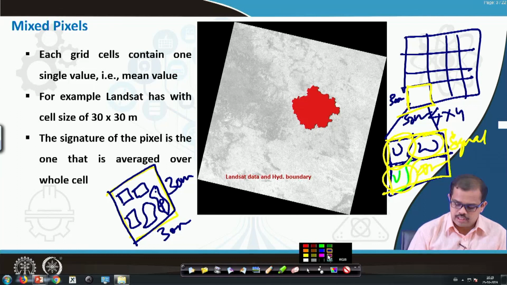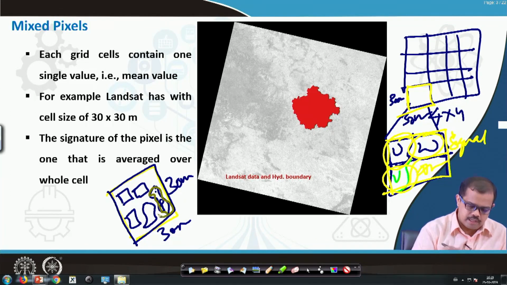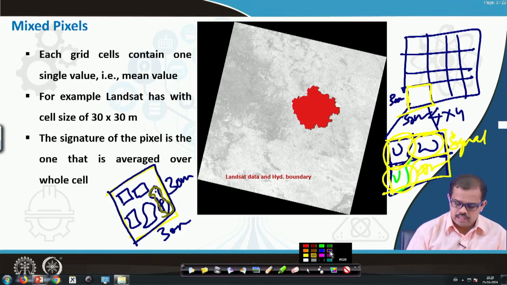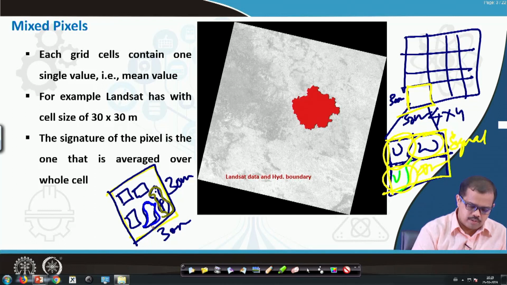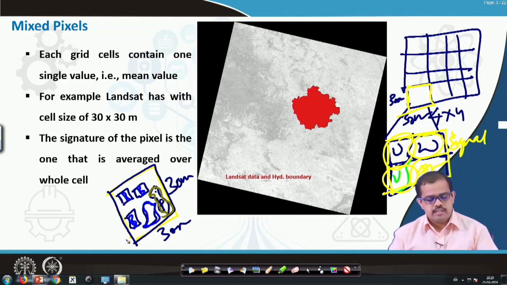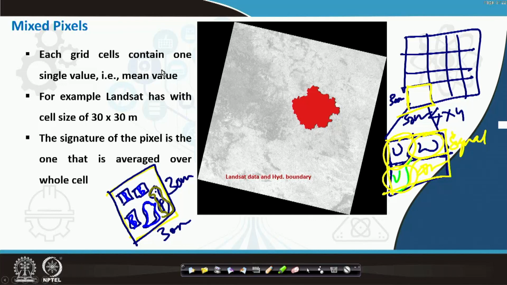I will put this in maybe a different color. This is a playground, and maybe this particular region is a water body. Other than this, these are buildings. Now, if this is a 30 meter by 30 meter pixel, then the entire region will be sampled as just one different class.